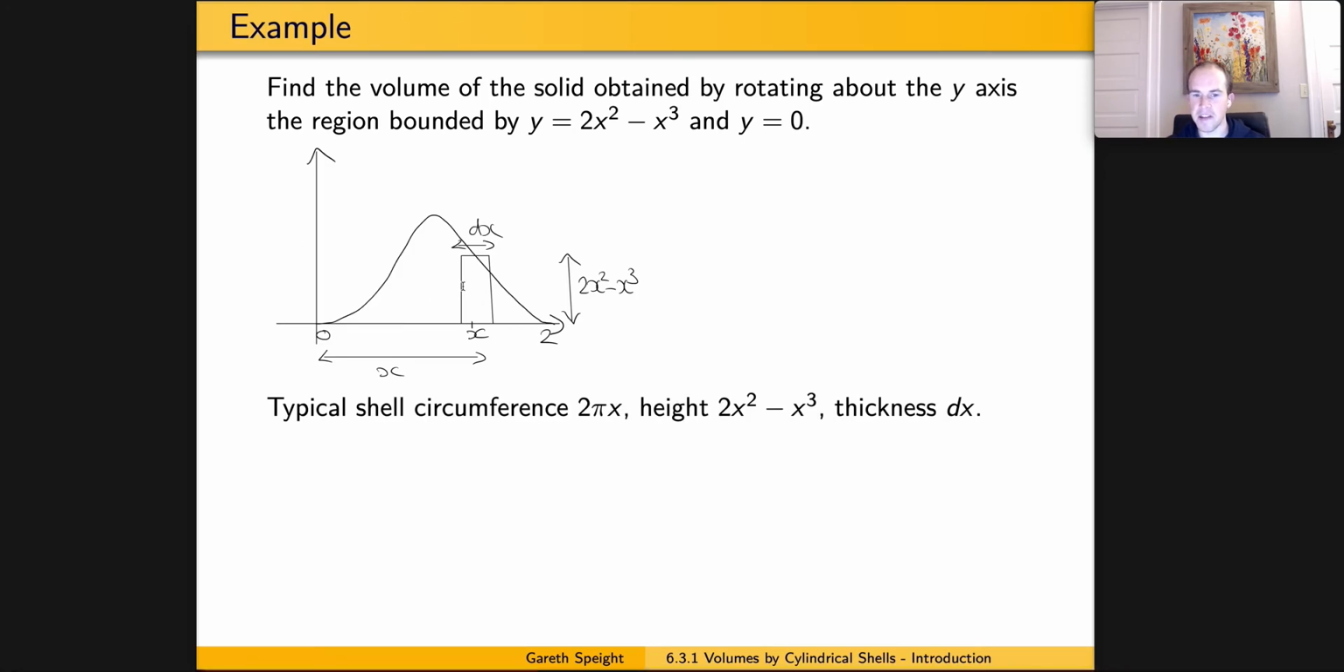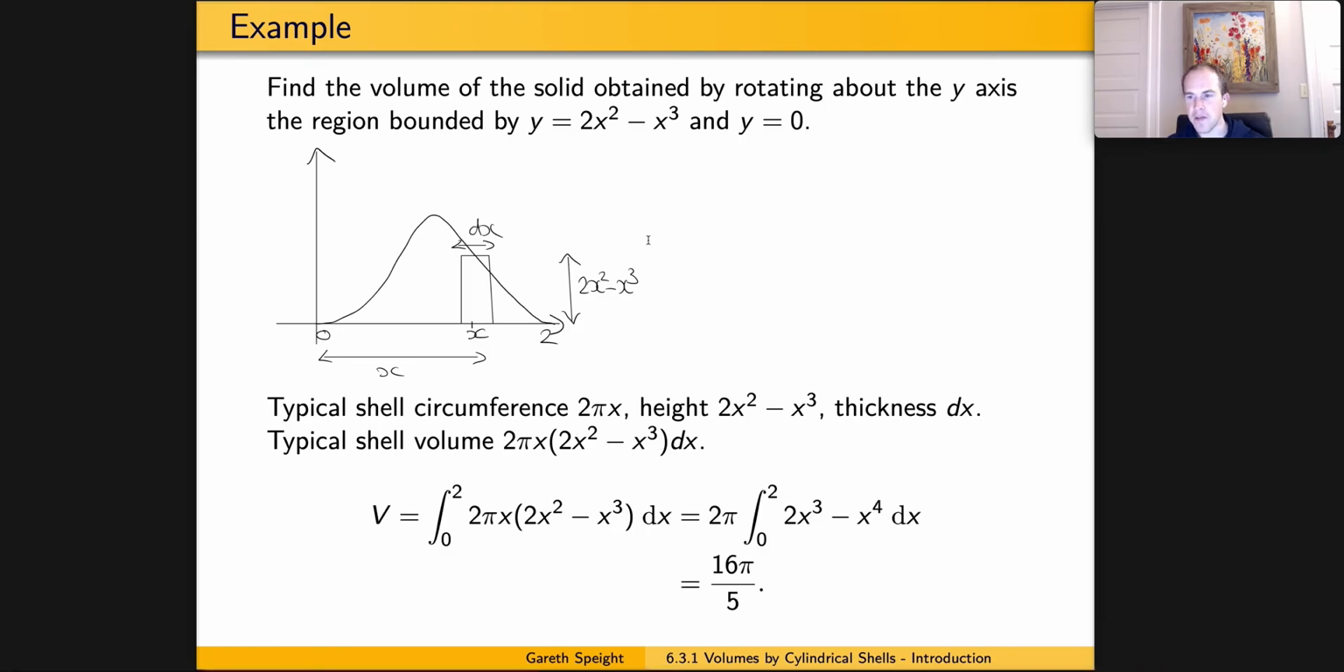Okay, and we just said it has circumference 2 pi x, where x is the radius. It has height 2x squared minus x cubed, right? That's the y value. And it has thickness dx. So we multiply those together, we get the volume. So we have 2 pi x times 2x squared minus x cubed dx. And then finally, we just integrate the volumes of the little shells. So where do our shells start? They start when x equals 0, and our shells end when x equals 2. So we have to integrate from 0 to 2.